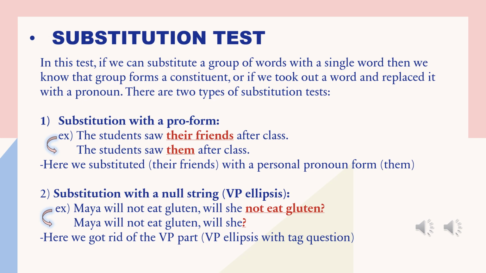The first test we have is the substitution test. In this test, if we can substitute a group of words with a single word, then we know that group forms a constituent, or if we take out a word and replace it with a pronoun. This test has two types. The first type is substitution with a pro-form. Example: the students saw their friends after class. Then we will get: the students saw them after class. We substituted their friends with them.